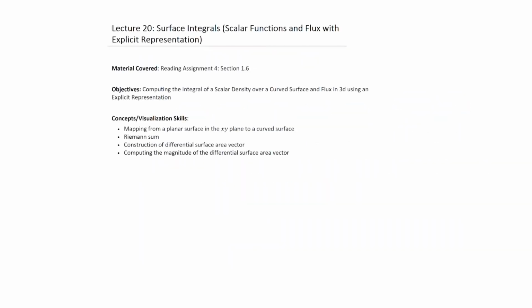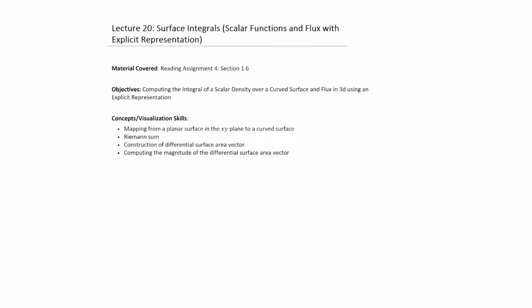Welcome to Lecture 20, entitled Surface Integrals. In this case, we're going to be looking at scalar functions and the computation of flux using the explicit representation. And again, this material is coming from Reading Assignment 4, Section 1.6. The objective in this case is to compute the integral of a scalar density over a curved surface and a flux in 3D using an explicit representation.